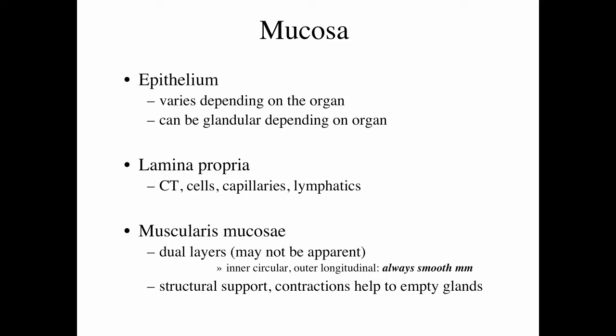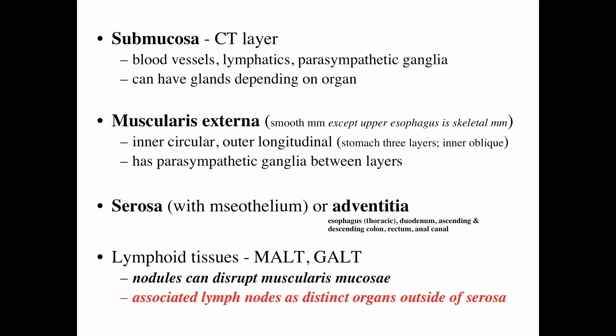The muscularis mucosae essentially provides some structural support for the epithelium, and its contractions will help to empty some of the mucosal glands. This is critically important as we get into, for example, the small intestine or the large intestine. Now, the submucosa, as we've suggested, is a connective tissue layer. There are blood vessels, lymphatics, parasympathetic ganglion. There may be glands present in the submucosa depending upon the organ.